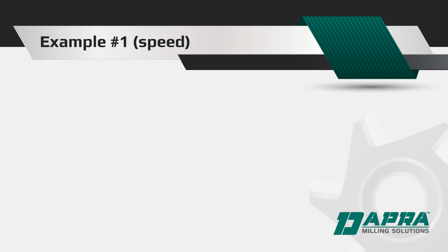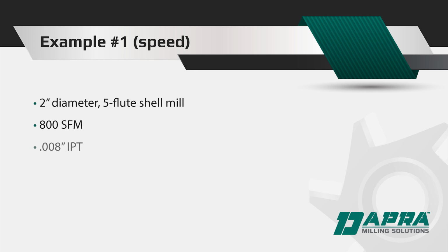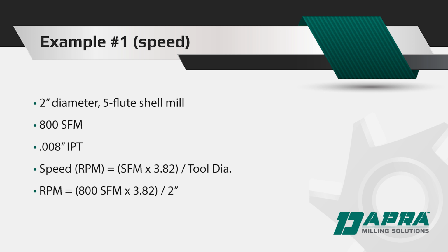So, our first example, let's look at the speed for a 2-inch diameter 5-flute shell mill. We've pulled 800 surface feet per minute from the catalog, as well as an 8,000 feet per tooth. So to get RPM, we multiply surface feet per minute times 3.82, then divide by the tool diameter. So for this example, 800 SFM times 3.82 divided by 2 gives us 1,530 RPM.